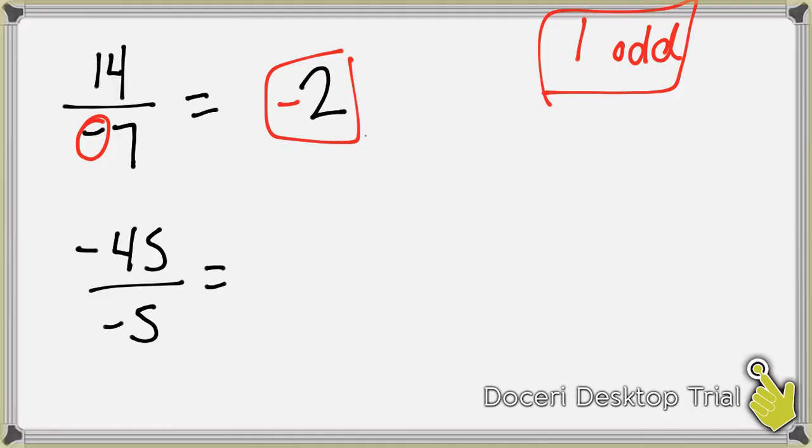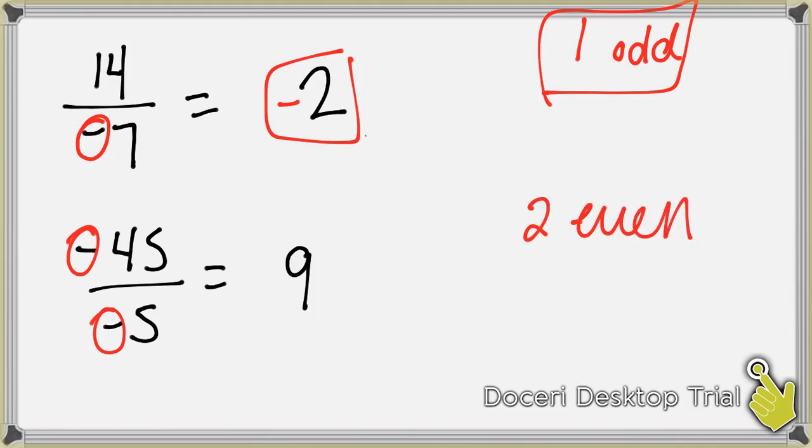45 divided by 5 is 9. And now we're going to go in and count our negative signs. So 45 is negative, so is the 5. There's 2 negative signs. The number 2 is even. And when you have an even amount of negatives in your problem, that means your answer is positive.